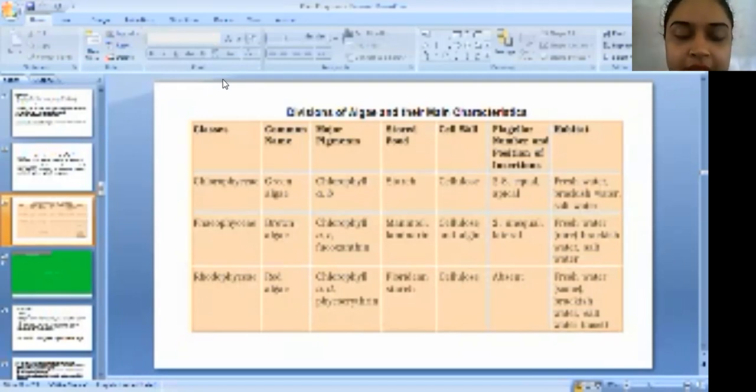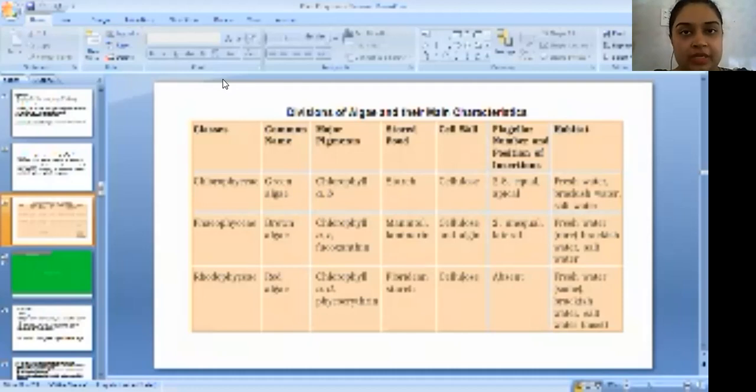Cellulose and algin. Then Rhodophyceae. In all three, cellulose is present. You have to remember: cellulose, pectin, and polysulfate esters. Then flagellar number and position of their insertion.